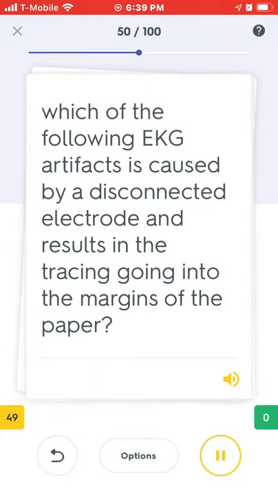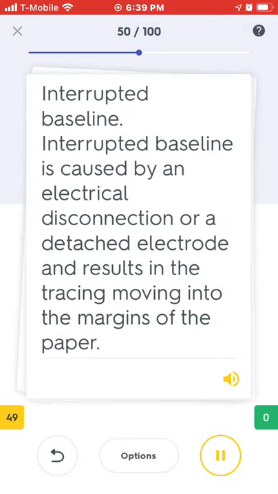Which of the following EKG artifacts is caused by a disconnected electrode and results in the tracing going into the margins of the paper? Interrupted baseline. Interrupted baseline is caused by an electrical disconnection or a detached electrode and results in the tracing moving into the margins of the paper.